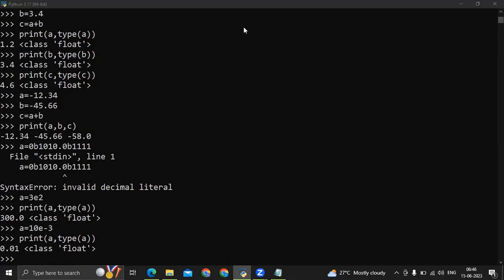Okay, any other notation, please? No, only E, because E represents the exponential. Let me write one more example.